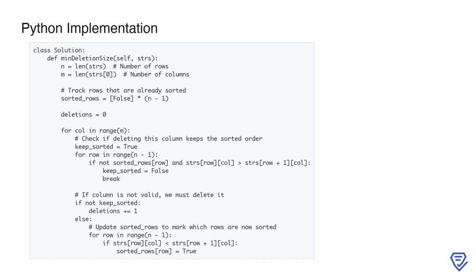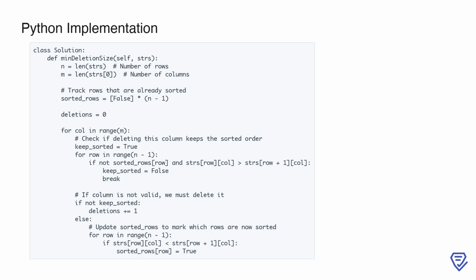Then, we loop through each column, represented by the variable col. The goal is to determine whether deleting the current column preserves the sorted order of the rows. To do this, we use a flag keep_sorted and iterate through the rows. If we find that the column causes a violation of the sorted order for any unsorted row pair, we set keep_sorted to false and break out of the inner loop.